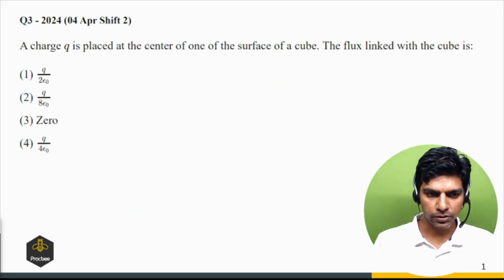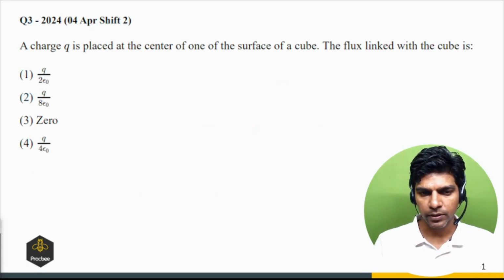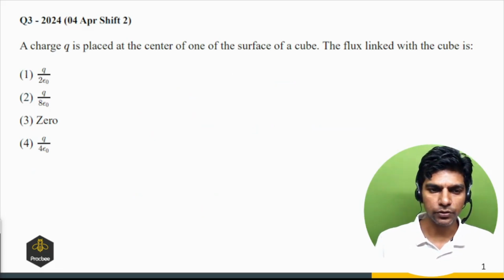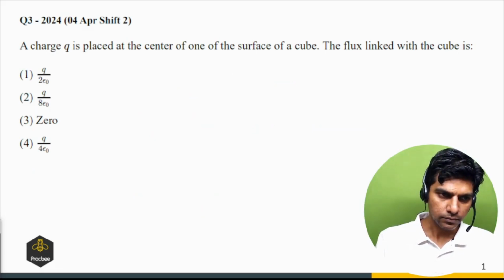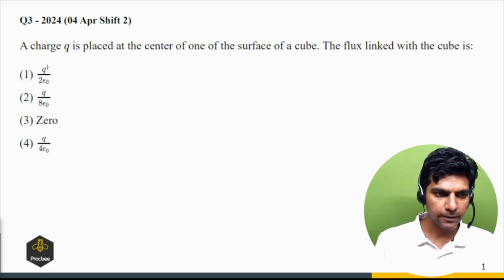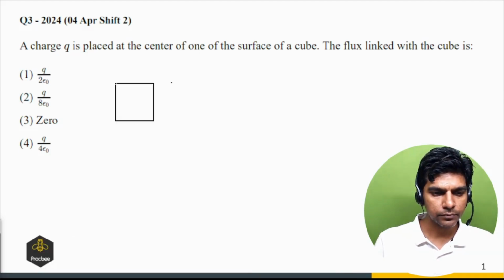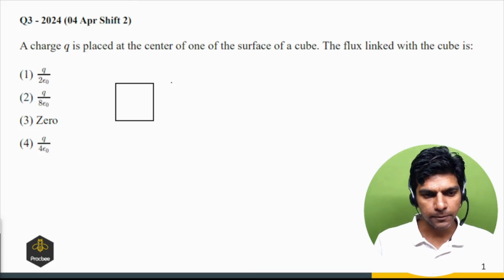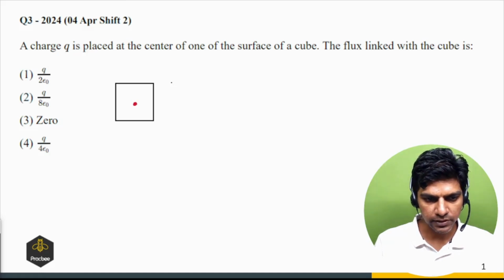So let us see another illustration. A charge q is placed at the center of one of the surfaces of a cube, the flux linked with the cube. So we are given a surface. Okay, so suppose this is one of the faces of the cube, and the charged particle is placed at the center of this surface, right?